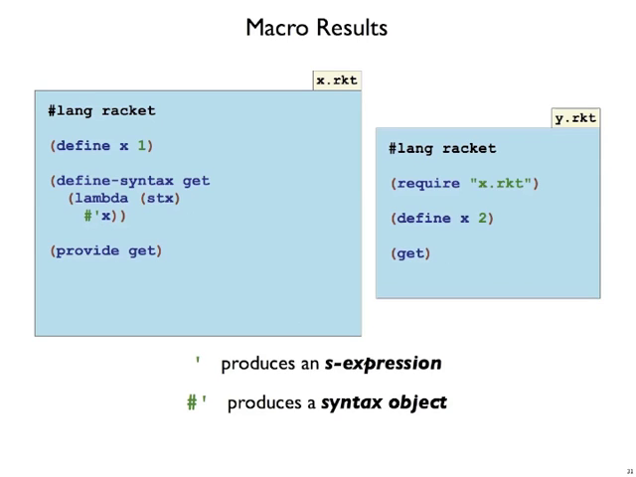So when we use a single quote mark, that is something that produces an S-expression that can be a symbol or lists of symbols or lists of lists and so on. But when we use hash-quote, we get a syntax object instead of an S-expression, which can have something like a symbol inside, but we call it an identifier, a symbol inside of a syntax object.